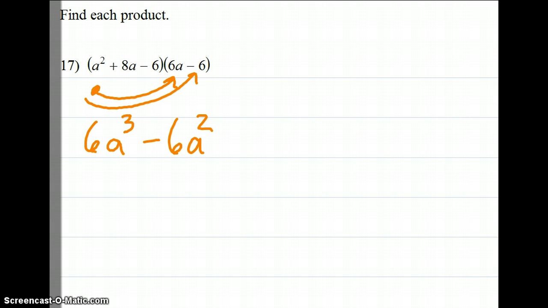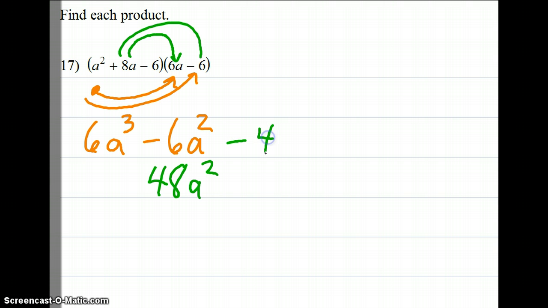Then I'll move to my next term. 8a times a 6a will be a 48. A times a is an a squared, so I'll put that underneath the a squared term. And 8a times a negative 6 will be a negative 48, just a. And then I'll finally have to take my last term, which is a negative 6, and I have to distribute it through every term on the other side.